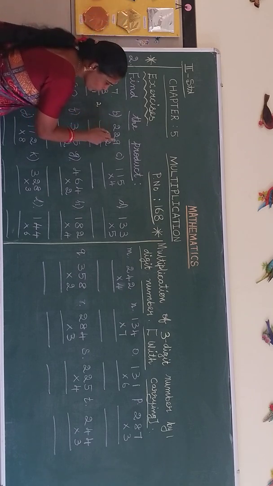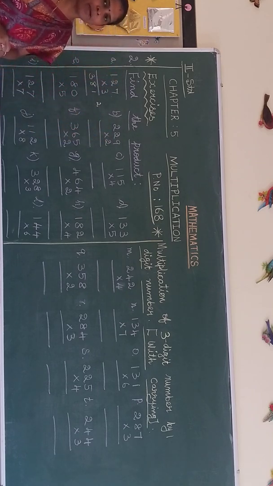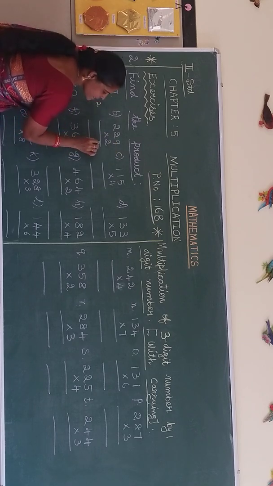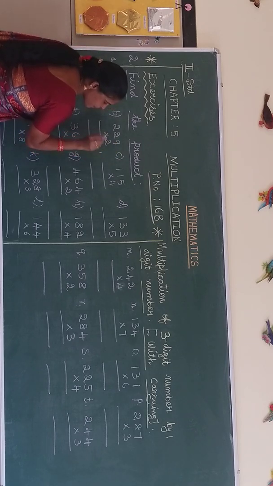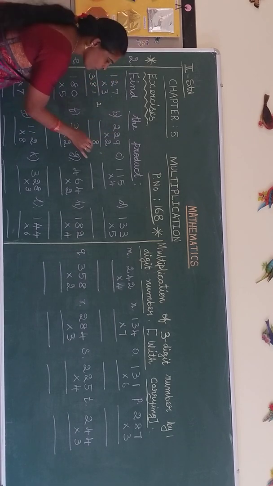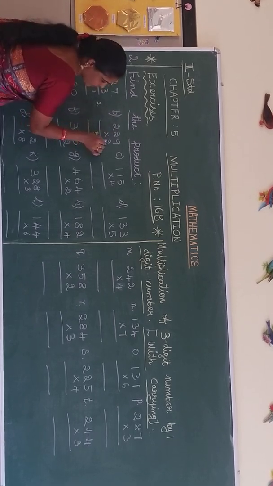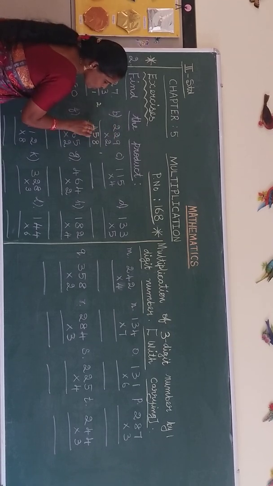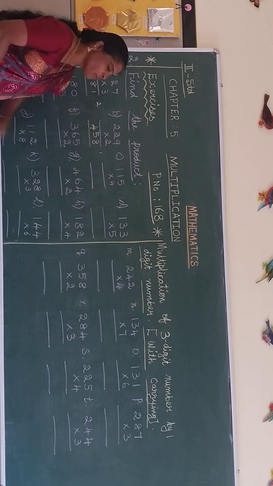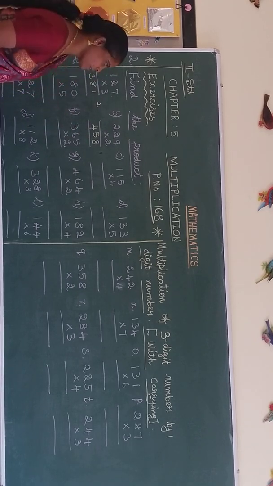Come to the next sum: 229 multiplied by 2. 2 nines are 18. In this 18, 8 in the ones place, 1 on the side, and 2 twos are 4. 4 plus 1 is 5, and 2 twos are 4. So 229 multiplied by 2 is equal to 458.